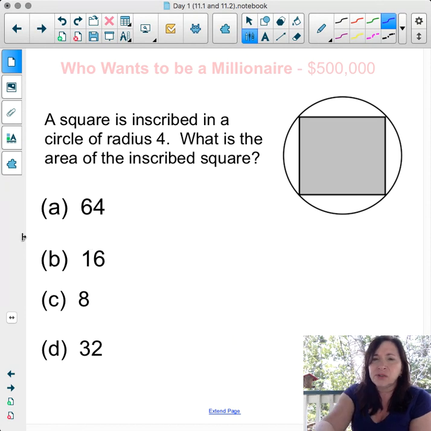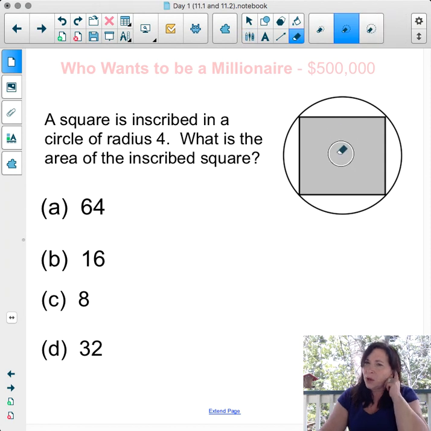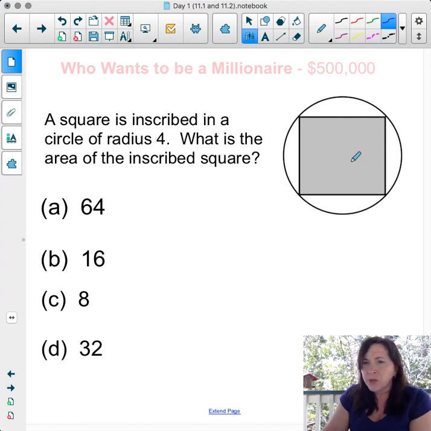A square is inscribed in a circle, and the circle has a radius of 4. So I'm going to put a center in, and you need to be smart about your radius. You don't want to just connect it like that, because that's not really going to be helpful to you. When you make a center here, you want to make your radius so that it goes to a corner.